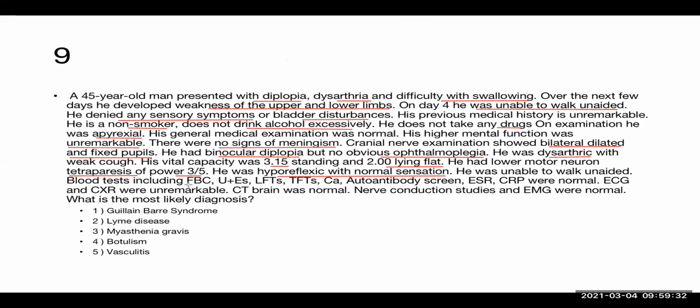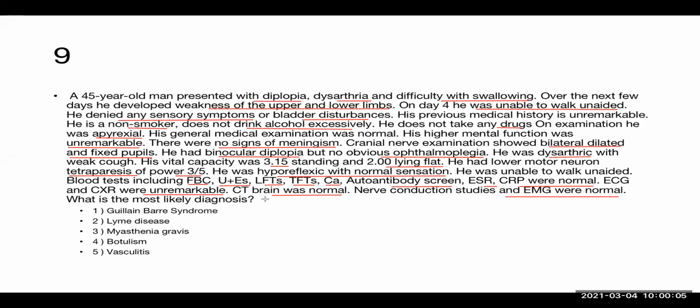Blood tests include FBC, means full blood count, also known as complete blood count. Urea and electrolyte, liver function test, thyroid function test, calcium, autoantibody screen, ESR, CRP, all were normal. ECG and chest X-ray were also unremarkable. CT scan of the brain was normal. Nerve conduction studies and EMG were also normal.